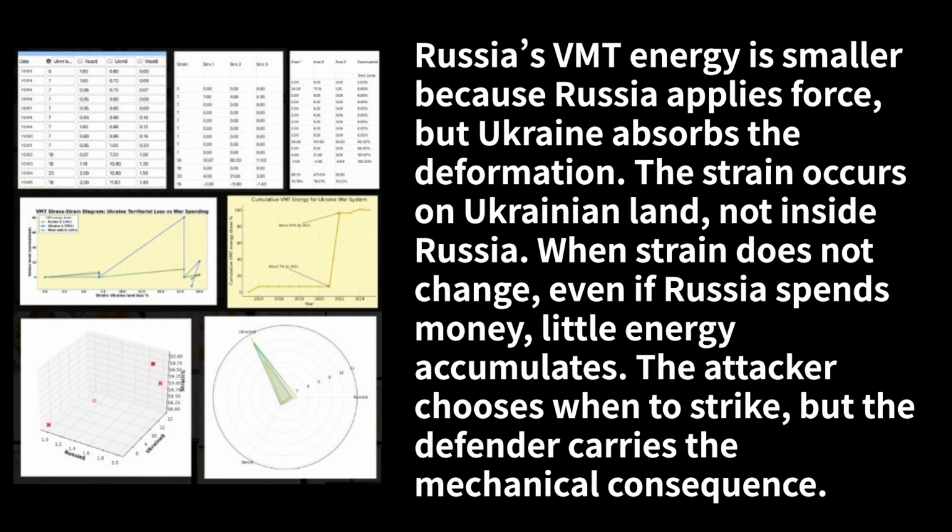Russia's VMT energy is smaller because Russia applies force, but Ukraine absorbs the deformation. The strain occurs on Ukrainian land, not inside Russia. When strain does not change, even if Russia spends money, little energy accumulates. The attacker chooses when to strike, but the defender carries the mechanical consequence.